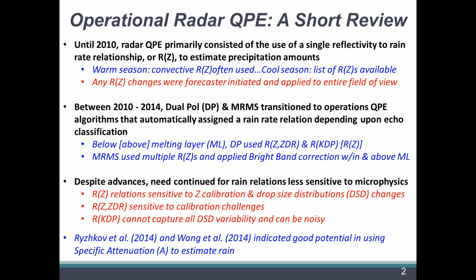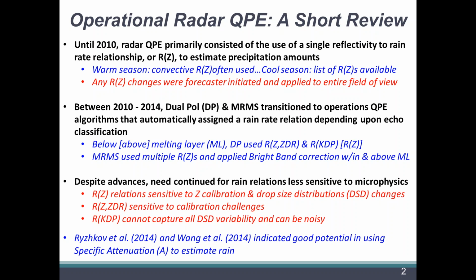Now, despite the advances, the need continued for rain rate relations less sensitive to the cloud microphysics that spawned the precipitation. RZ relations were sensitive to Z calibration and drop size distribution changes. While R-Z-ZDR was not as sensitive to DSD changes, it was quite sensitive to calibration challenges. And R-KDP may not be as sensitive to calibration challenges, but it cannot capture all the DSD variability, and it can be noisy for lower reflectivities below 40 dBZ or so.